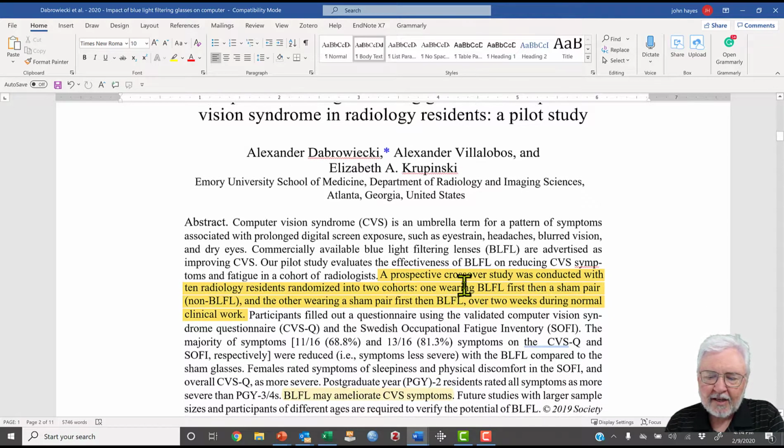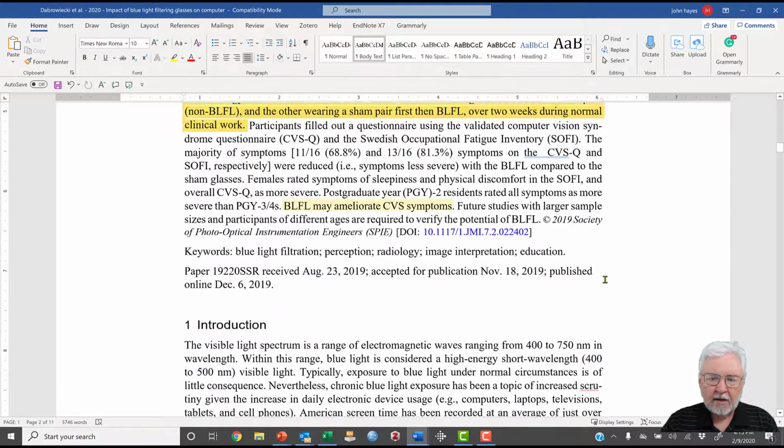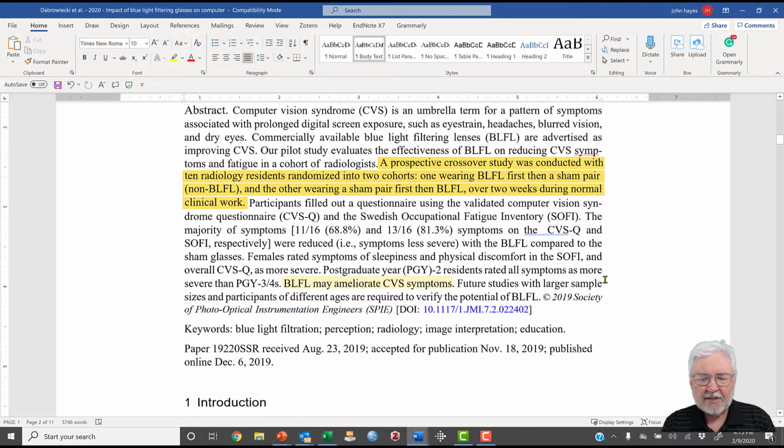Remember that a crossover study is one in which you have your sample and you randomize people to one group or the other. One group wears the blue blocking lenses first, and then a sham pair, a clear pair, the next week. They wore them for 1 week each. Whereas the other group wears the sham first, and then the blue blocking glass. And they concluded that the blue blocking lenses may relieve some CVS symptoms.